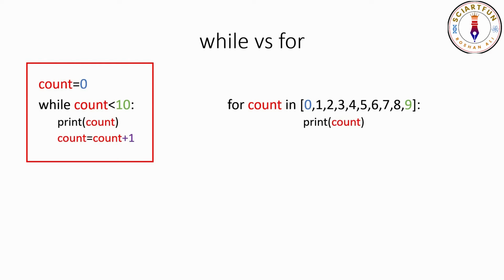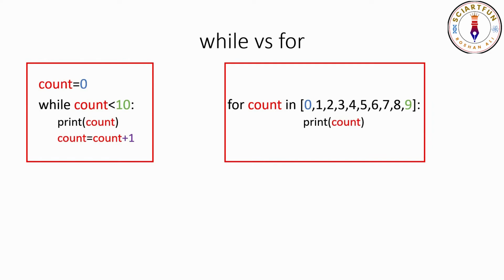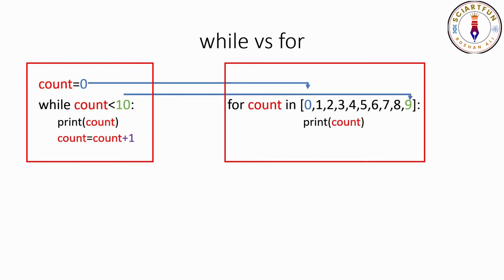On the right side, we have a for loop. This is simple. You need the for command, a sequence and a statement. Let's now compare both of them. The start point in the for loop is here, this zero of the list. This is the end point in this loop. And the direction and amount of progress is already present in the list. These two loops will give you the same output.